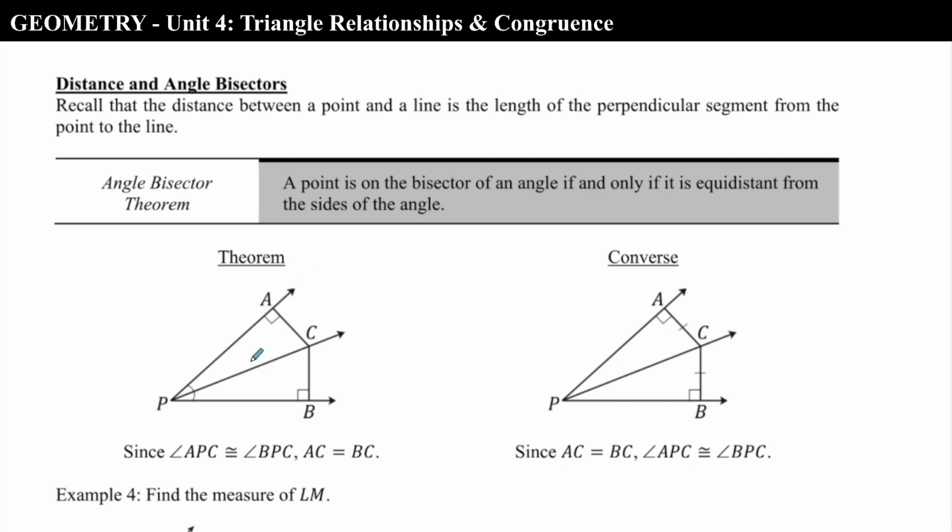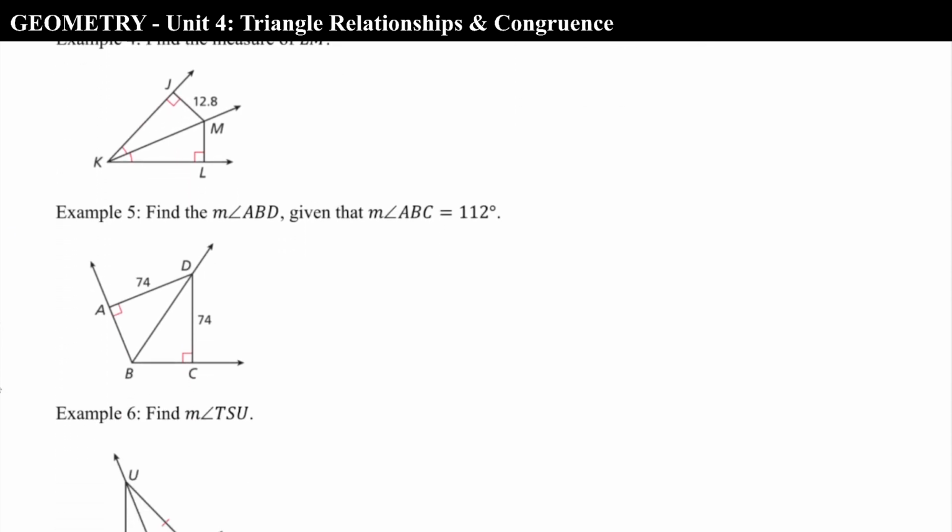So the theorem states that we have an angle bisector here. We can draw a perpendicular segment from PB to the bisector and a perpendicular segment from PA to the bisector. And these lengths are going to be the same. AC is going to be the same as BC. Conversely, if AC is the same as BC, then we can say that these two angles are going to be the same. So let's do examples for these.